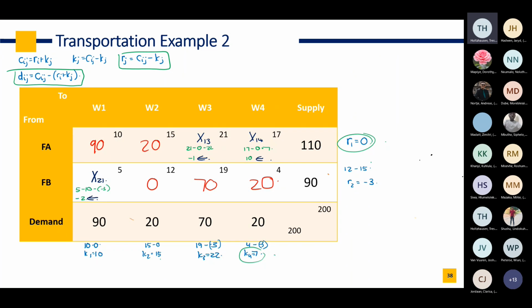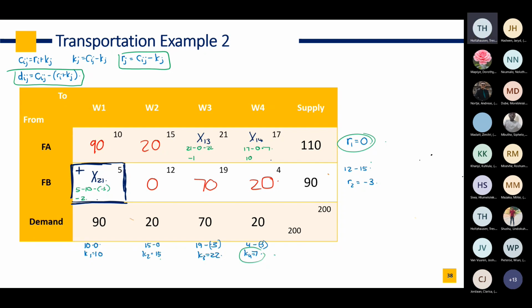And obviously we want to do this as fast as possible. So we go with the one that has the most impact, which is the minus 2. So we choose obviously the most negative. So we're going to bring this one into our basic variables. In other words, we're going to make x21 a value, so it's going to become a non-empty cell. And if we're going to do that, we have to increase it, right? So we have to have that plus sign happening there.